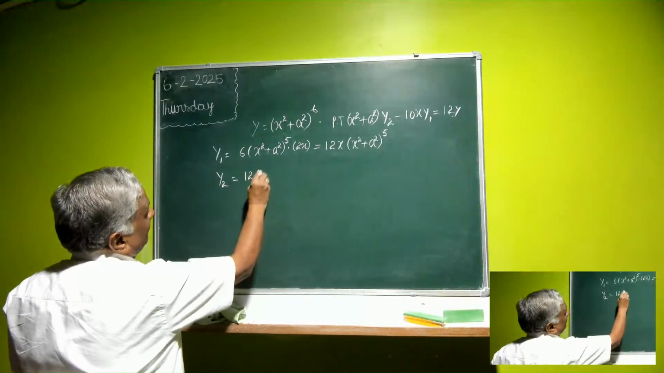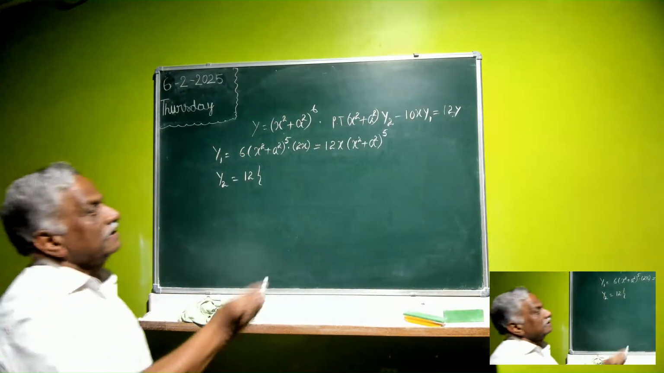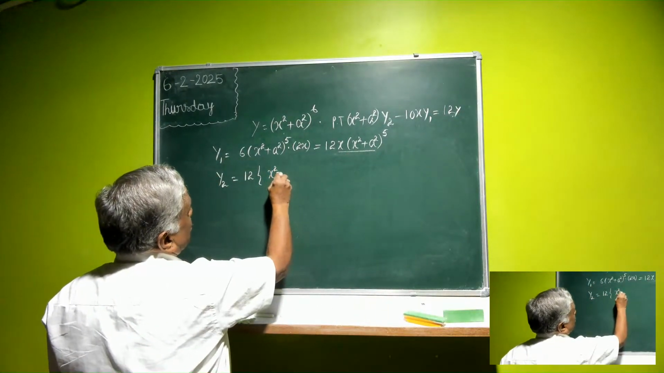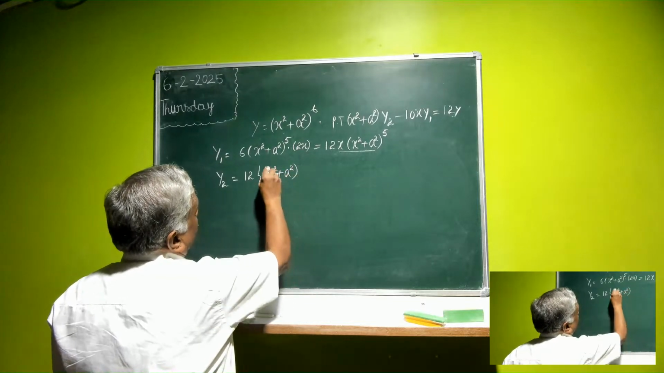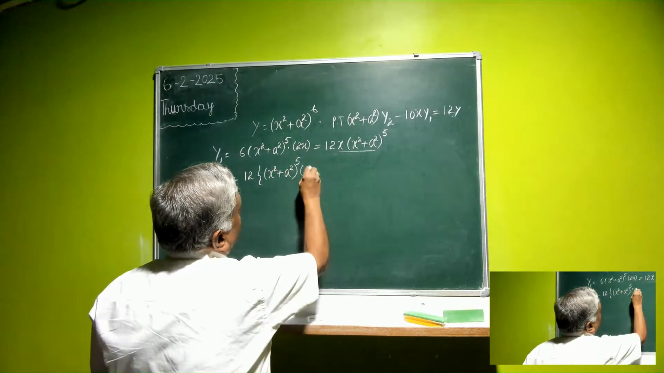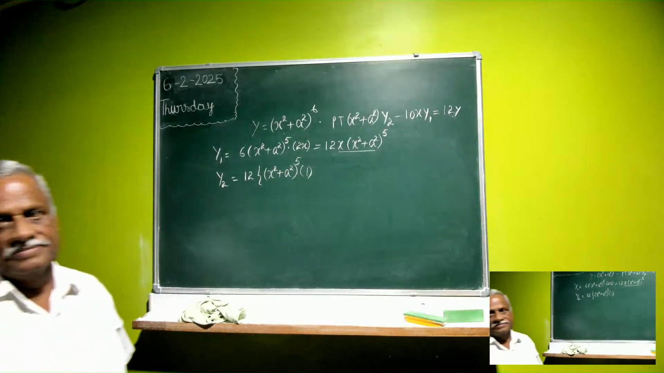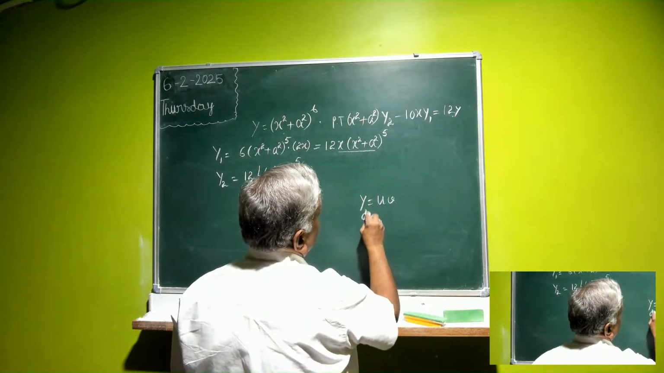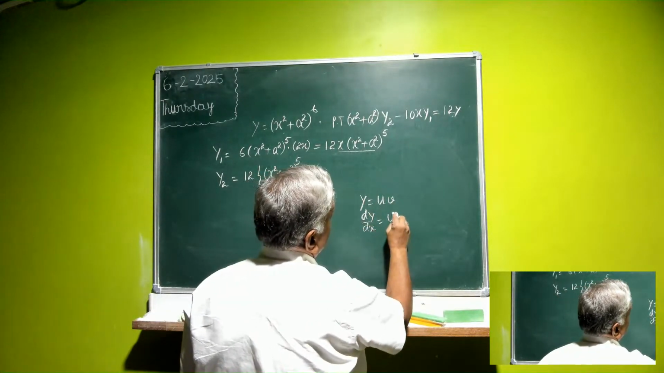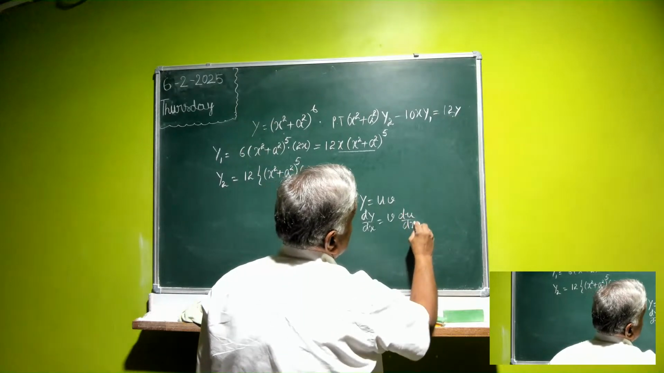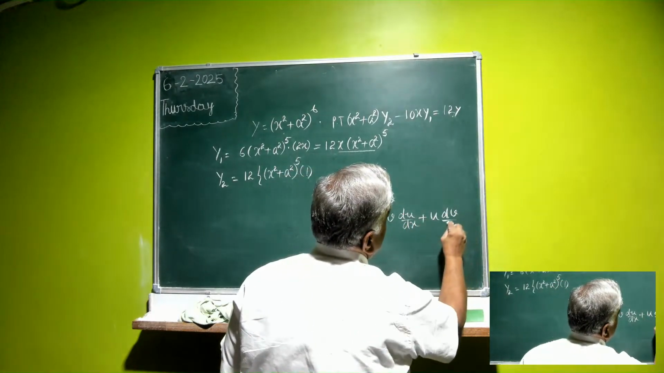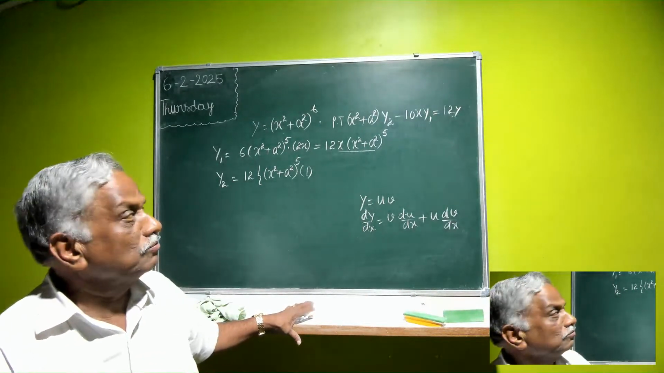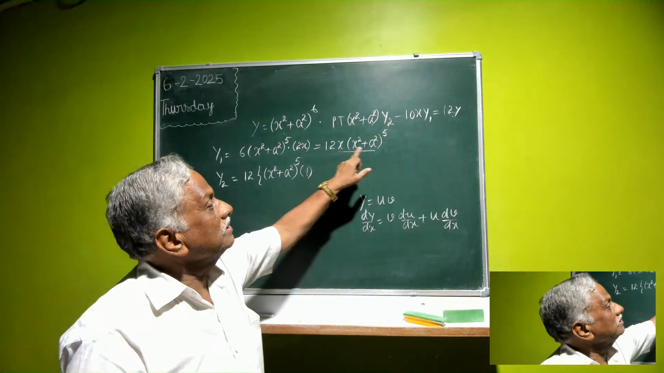Because 12 is a constant, I'll keep it outside. Now I am concentrating on this. I keep (x square plus a square) to the power of 5 as it is and differentiate x, I get 1. Recall what we are doing? We are using product rule: dy by dx is equal to v into du by dx plus u into dv by dx. I am repeating it a number of times because there must be repetition but not omission. So here I am calling x as u, this as v.